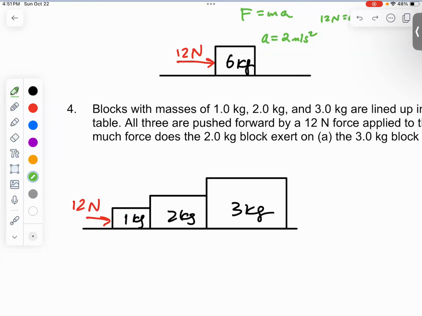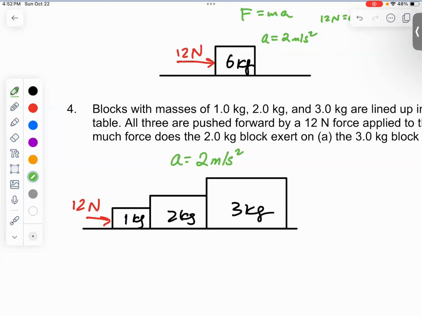This is the reason why I drew you the earlier picture. So you would consider this as a 3-block system with a total mass of 6 kilograms. And that's how you know all 3 blocks will share the same acceleration, and that acceleration will be 2 meters per second square.